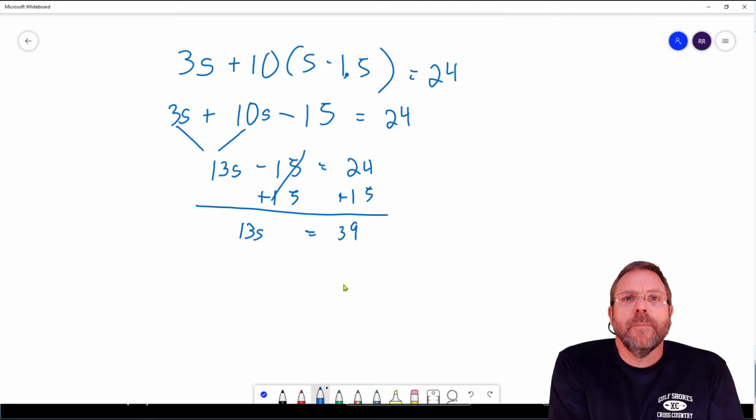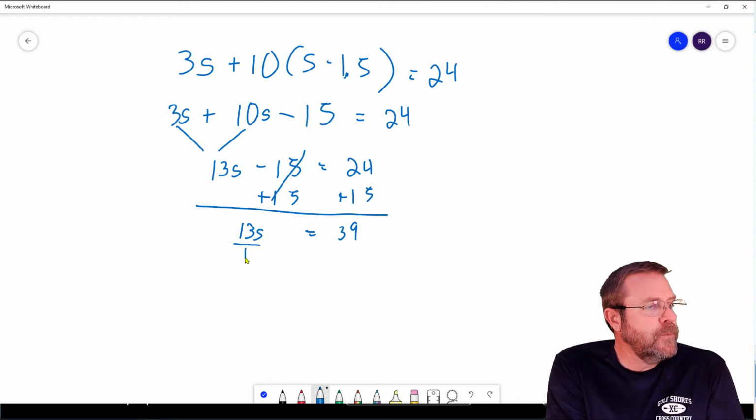Finally, we're going to undo multiplication and division by dividing 13 on both sides, on the left and on the right. 13 divided by 13 is 1. 1 times s is s.